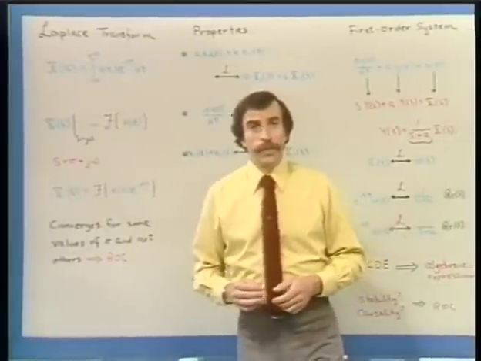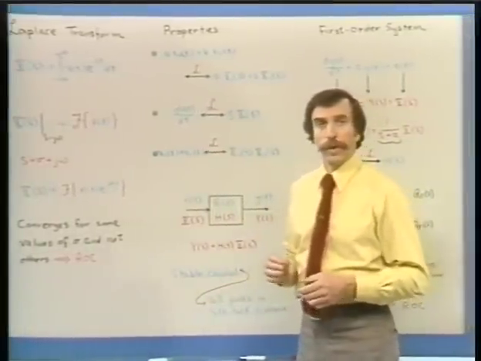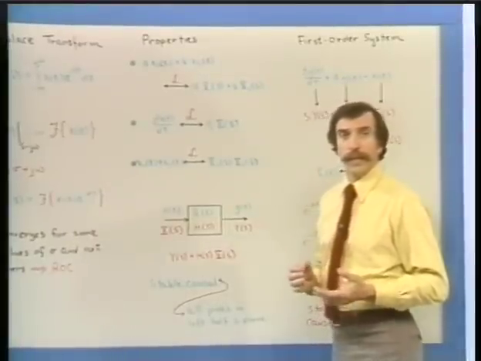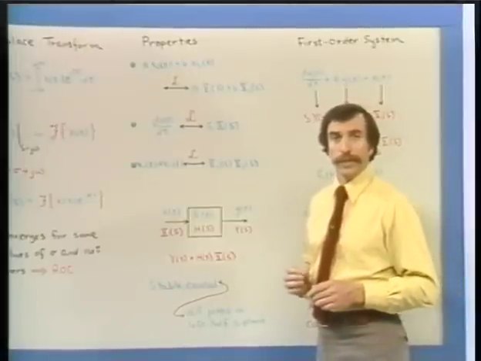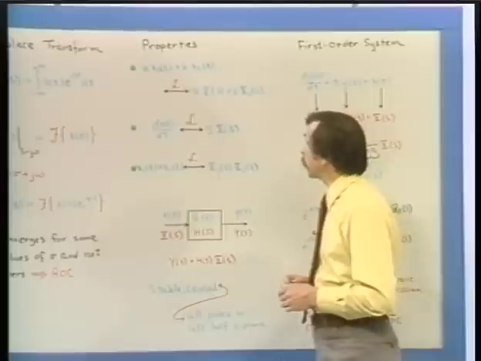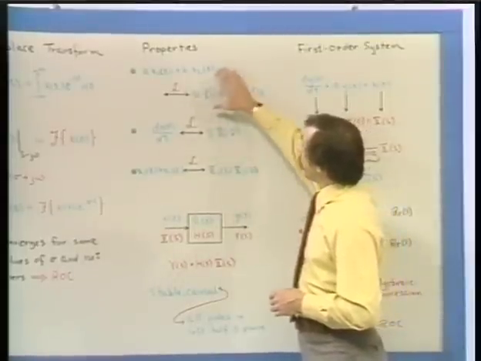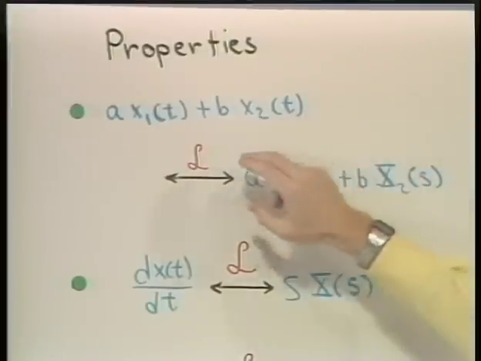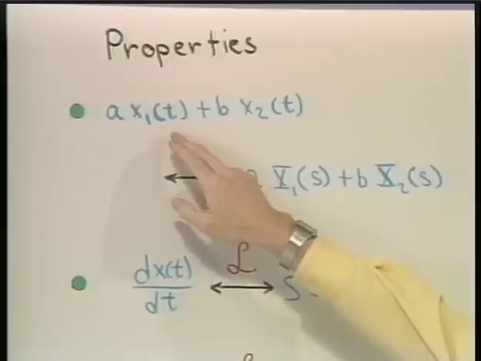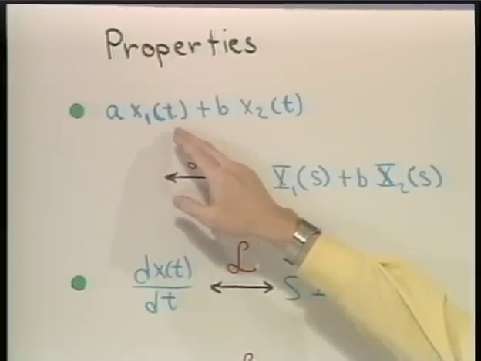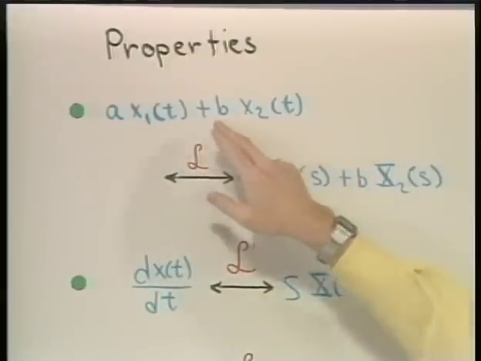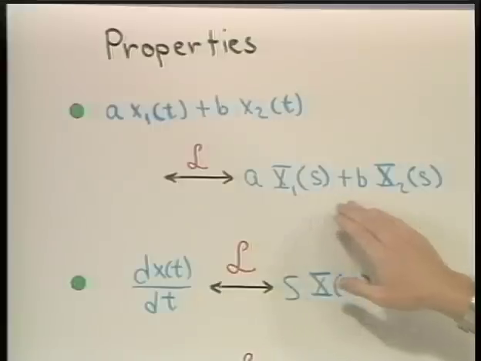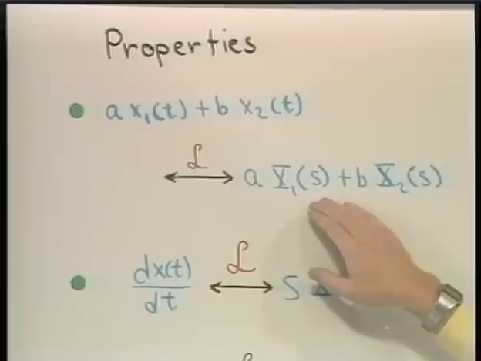Now, just as with the Fourier transform, there are a number of properties of the Laplace transform that are extremely useful in describing and analyzing signals and systems. For example, one of the properties that we took advantage of in our discussion last time was the linearity property, which says, in essence, that the Laplace transform of the linear combination of two time functions is the same linear combination of the associated Laplace transforms.